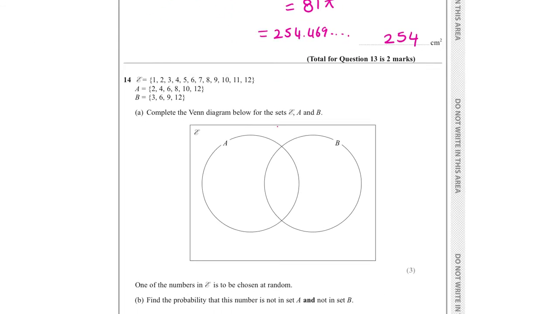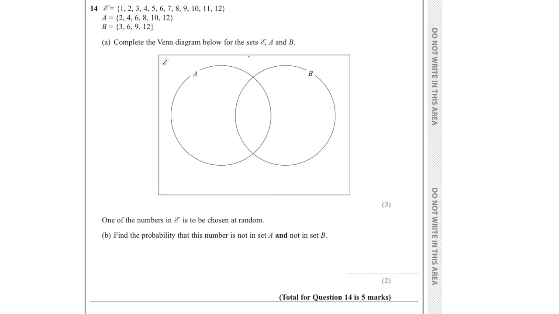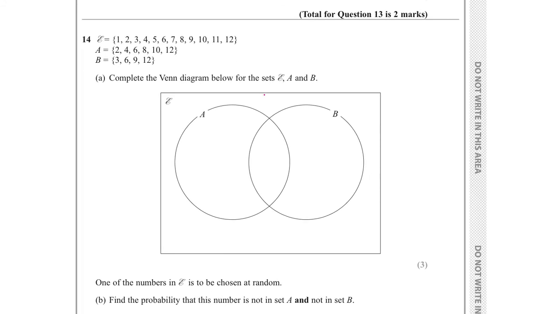So then, question 14. Question 14 is worth 5 marks. Okay? So I suggest whenever we have a diagram, we use a pencil. Please get your pencil out. So here we go, using our pencil. It says the universal set. So this means the only numbers allowed to be in this box or in the circles are these numbers here.